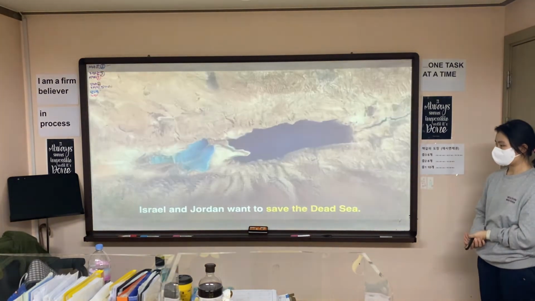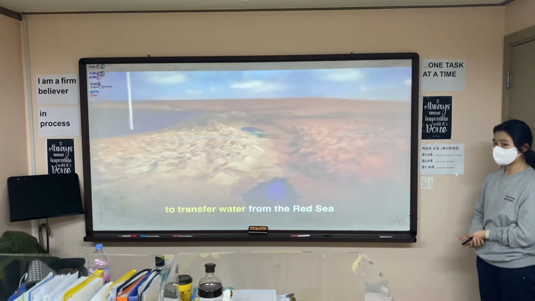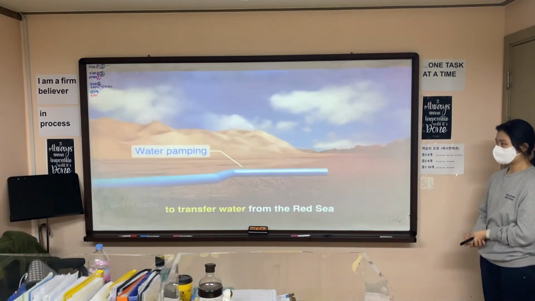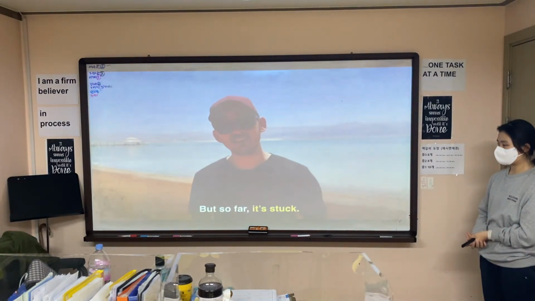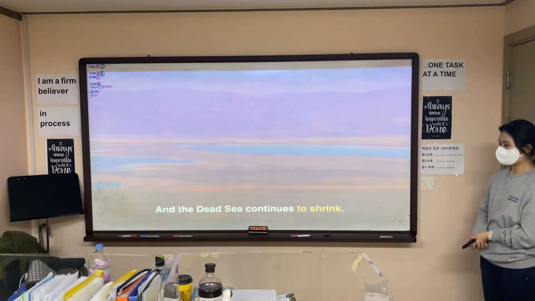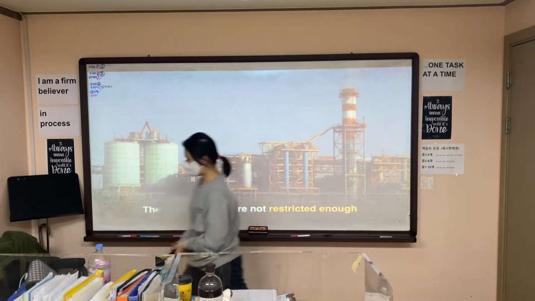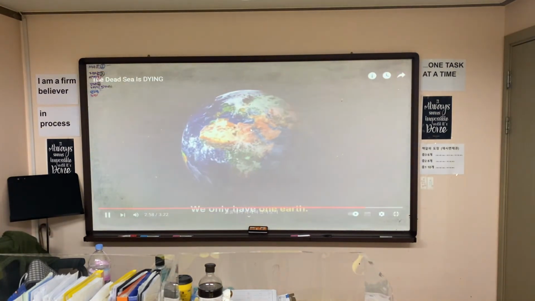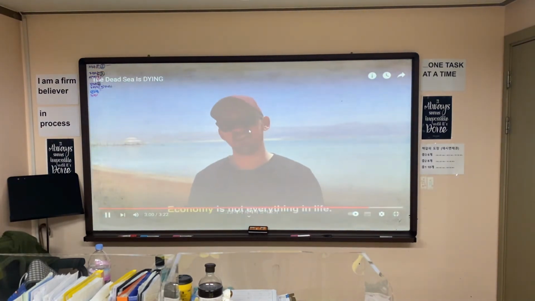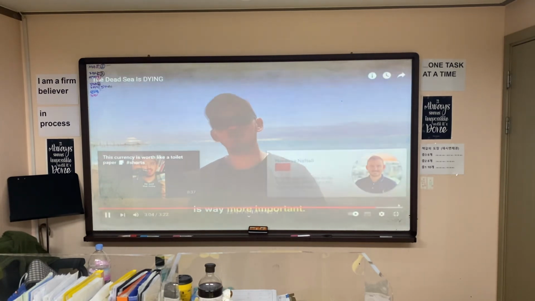Israel and Jordan want to save the Dead Sea. They came up with a $1.5 billion project to transfer water from the Red Sea to the Dead Sea with the help of other countries. But so far, it's stuck, and the Dead Sea continues to shrink. These companies are not restricted enough or regulated. Enough is enough. We only have one Earth. Economy is not everything in life. Keeping the gifts that we have in this planet is way more important.